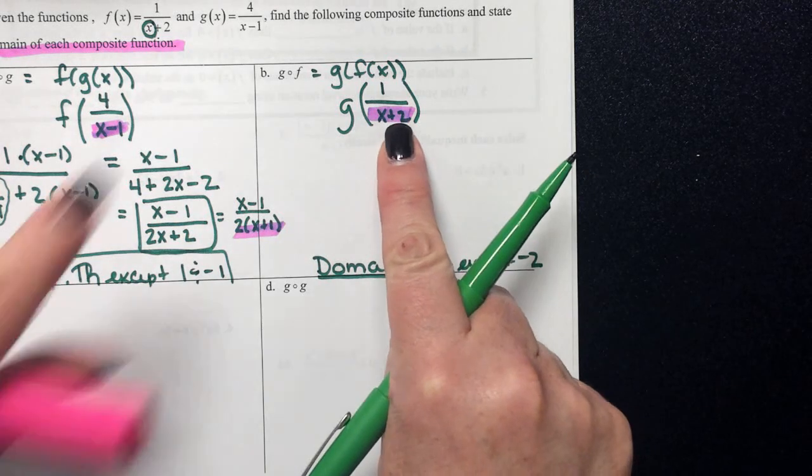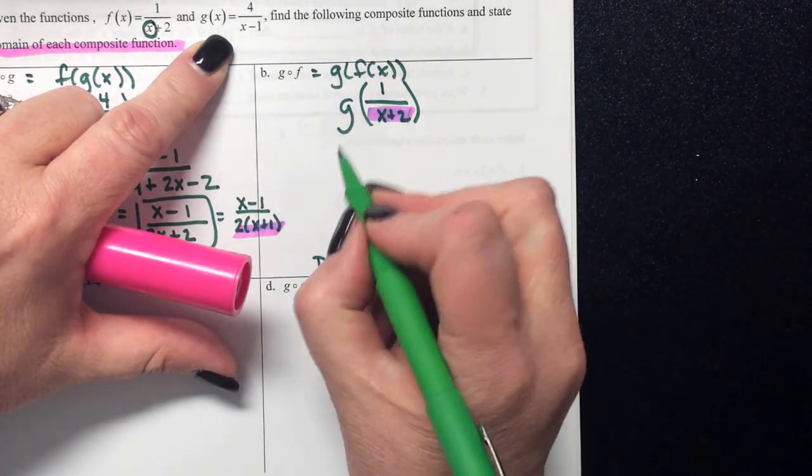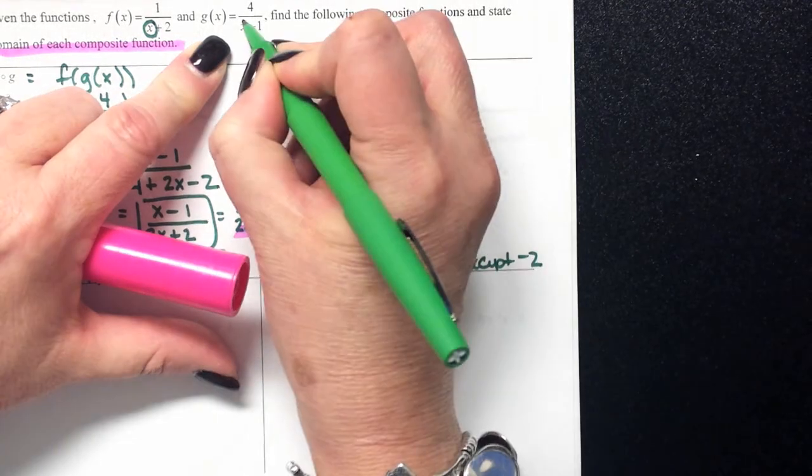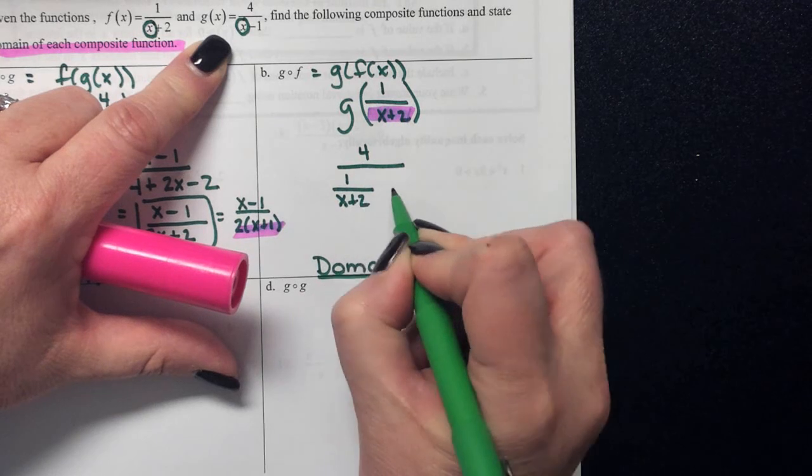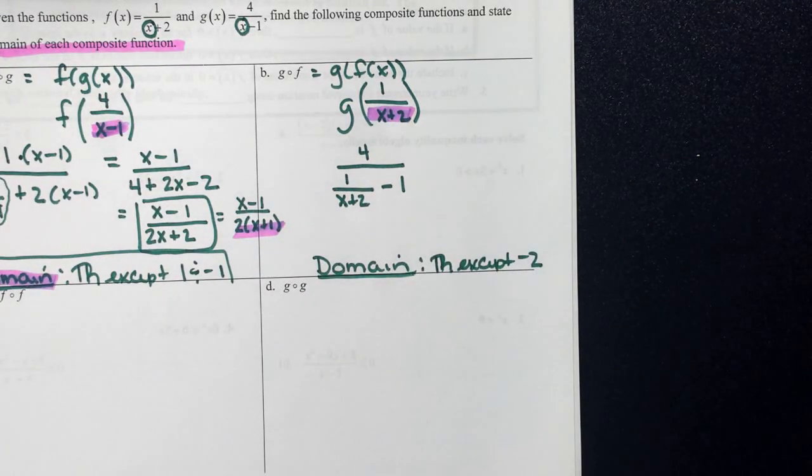So now I need to take 1 over x plus 2 and plug it into function g. So I have 4 over. Remember, I take the x out, and I'm going to replace it with 1 over x plus 2. So any questions? What is it, negative 2? Because the domain of 1 over x plus 2 is all real numbers except negative 2. You have to consider the domain of the input, remember, when you're doing composition. We don't know what the final answer is going to be yet, so we don't know what the domain for the final answer is going to be yet, so we're not there yet.